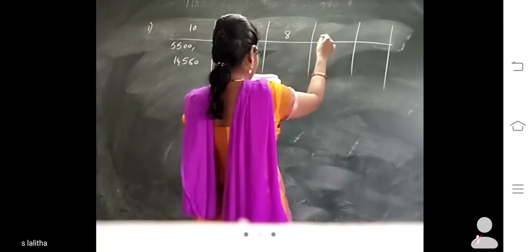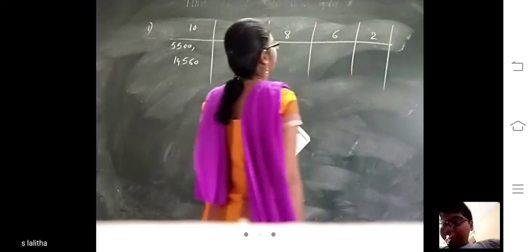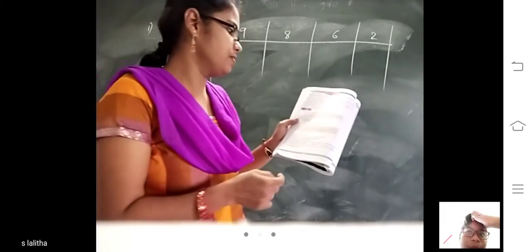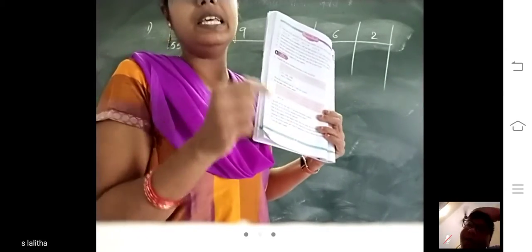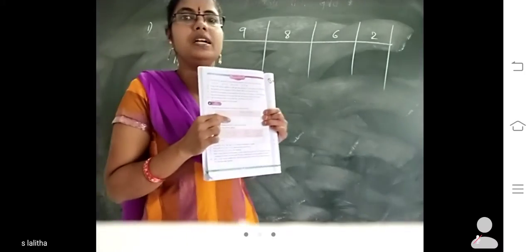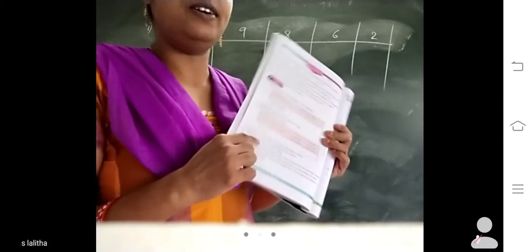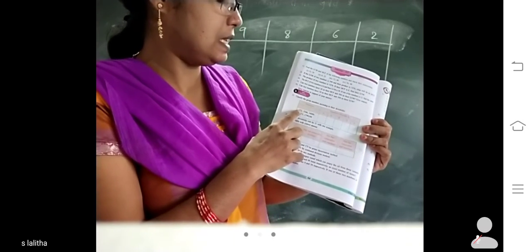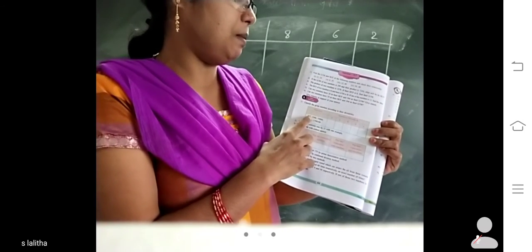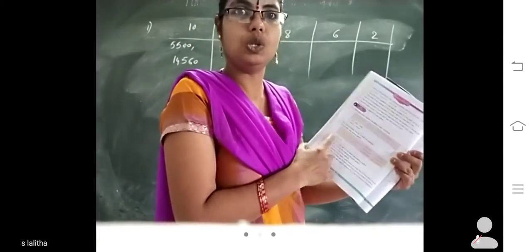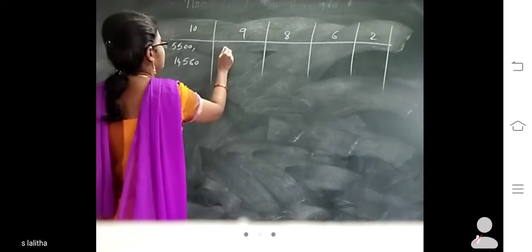Next, 9 table. Which numbers are divisible by 9 here? So what is the rule for 9? You have to take the sum of the digits. Then check whether that answer is divisible by 9 or not. So 972: sum of the digits, 9 plus 7, 16. 16 plus 2, 18. Is 18 divisible by 9 or not? Yes, it is divisible by 9. So 972.